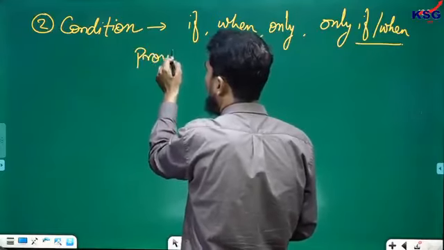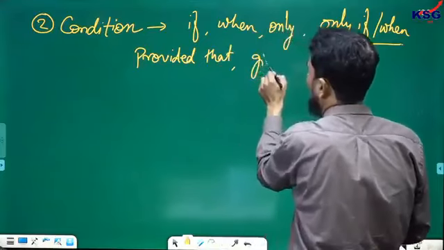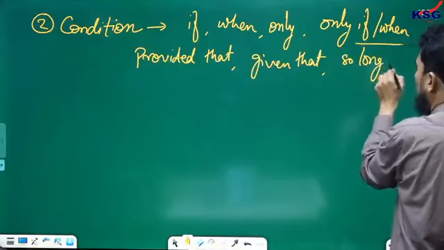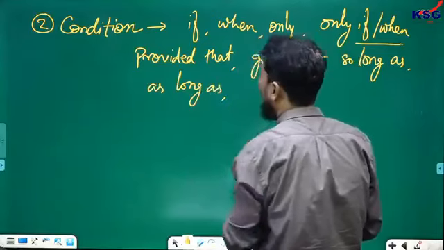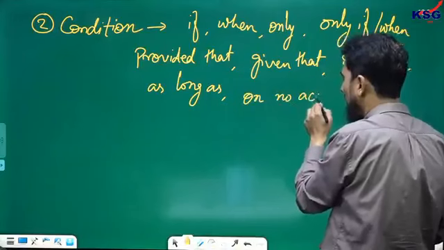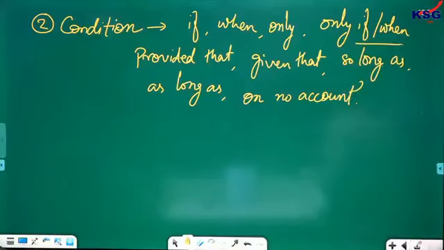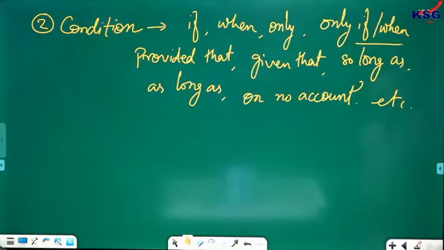Then from the language, there are different phrases like provided that, given that, so long as, as long as, on no account. India will accede to the demands of China on no account. So there is a very strong condition put here, right? So etc. These are the words used quite often.